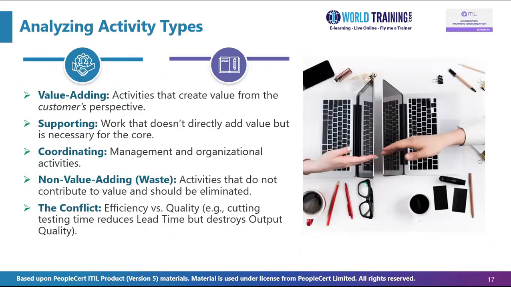Analyzing activity types. 4 types of activities in a value stream. Value adding, which are activities the customer would pay for. Supporting, this is necessary work that doesn't directly add value but enables the core. And then coordinating, managing and organizational activities. And then we have the non-value adding or waste, which are activities that don't contribute to value and should be eliminated.